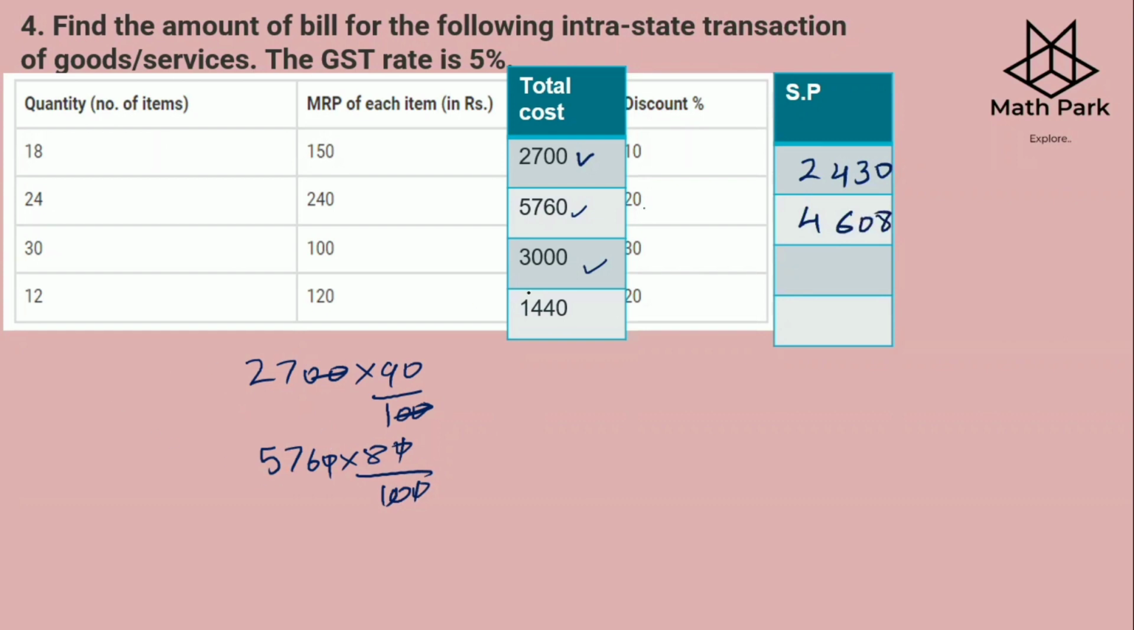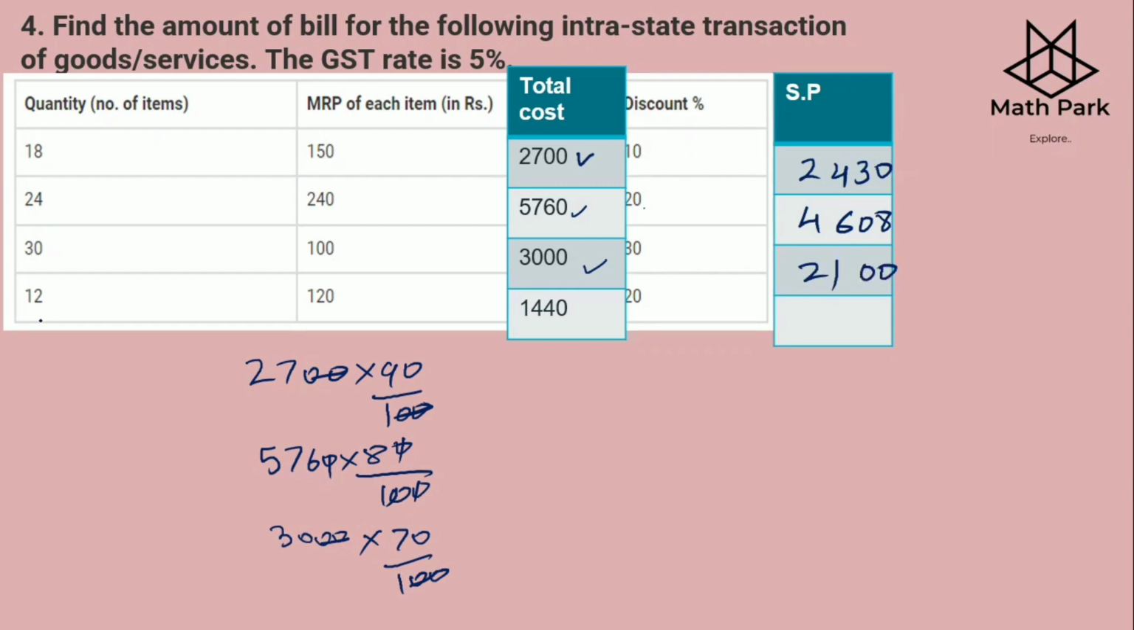For the next, it is 3,000 and the discount is 30%. So 3,000 into 100 minus 30, which is 70, so 70 by 100. You get 3 sevens are 21 and these 2 zeros. So 2,100 is the selling price.